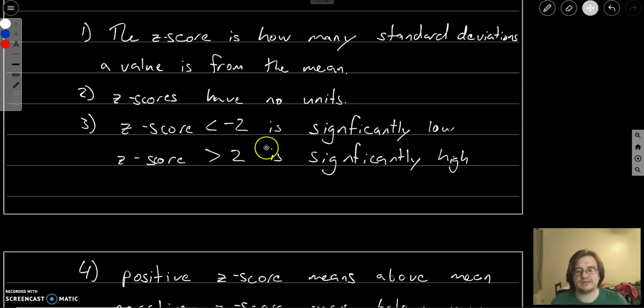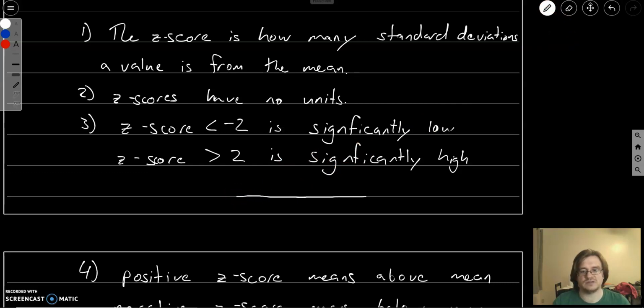2 standard deviations is where we sort of define significance. So if you're below 2 standard deviations below the mean, or if you're above 2 standard deviations above the mean, this is called a statistically significant event. So z-scores that are less than negative 2 or bigger than 2 are called significant.